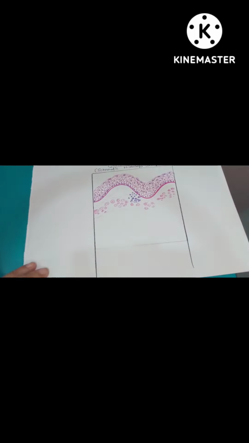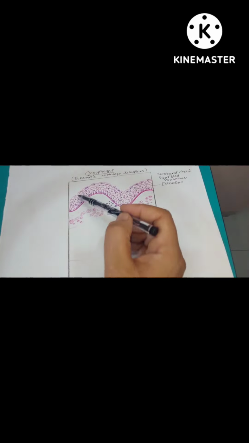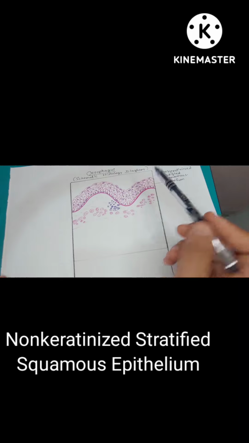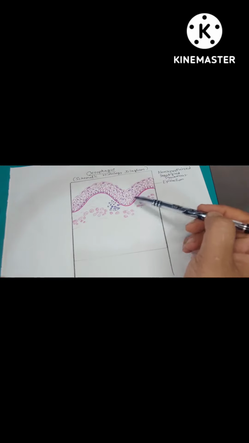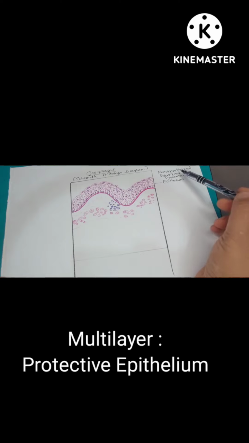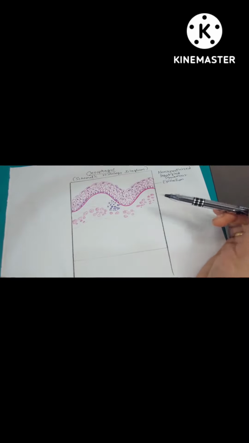So this complete three part, that is, this is epithelium, uppermost layer cells of this epithelium, they are squamous, and this is multi-layer epithelium, so it's a protective epithelium. This non-keratinized stratified squamous epithelium is found only at two sites of the gastrointestinal tract. One is the esophagus and other is the anal canal.